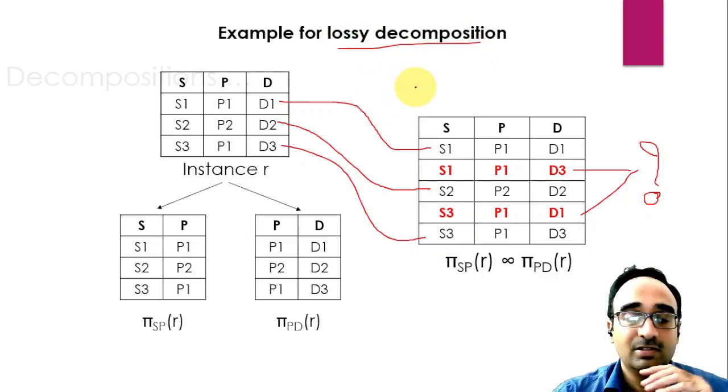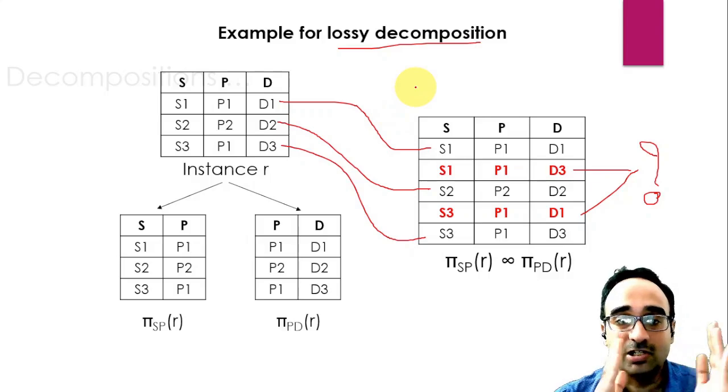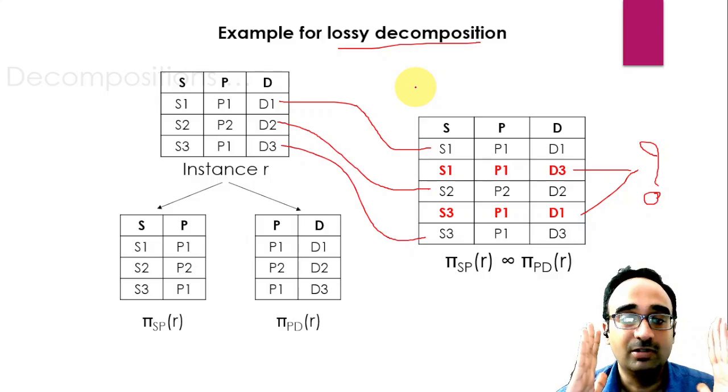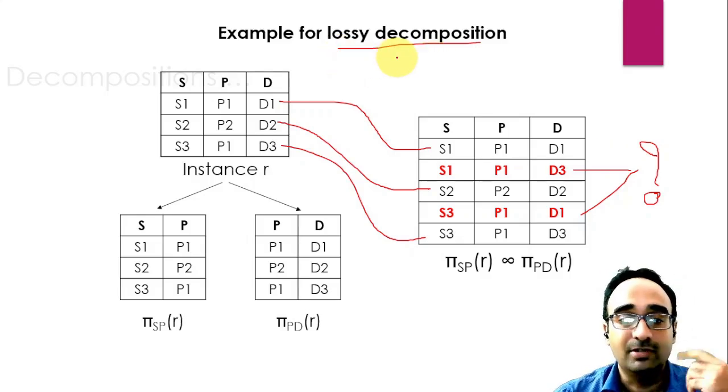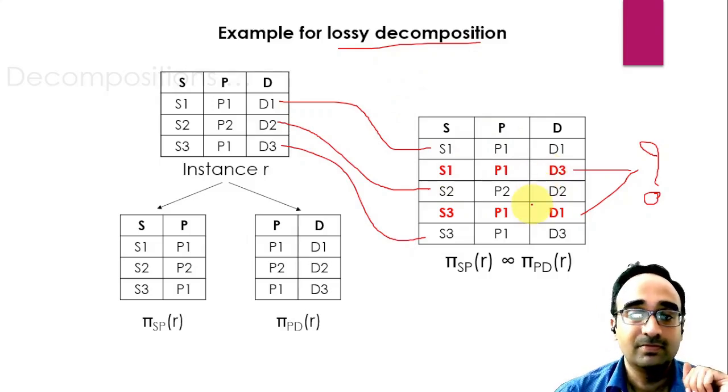Whenever we decompose a large table into multiple tables, and when you join them again into a large table, if you get some additional tuples or rows in the table, that is called lossy decomposition. But we discussed that it should be lossless, so this we don't want. First of all, why is it called lossy, right?